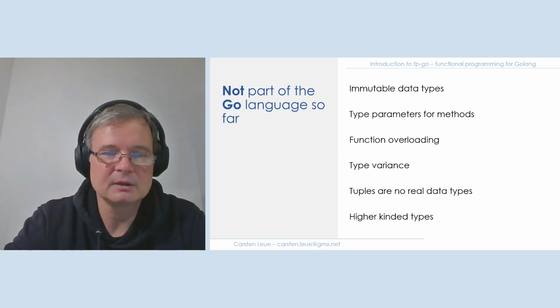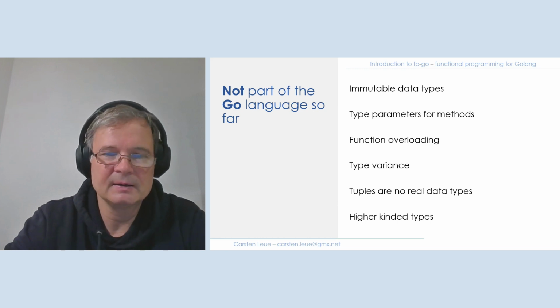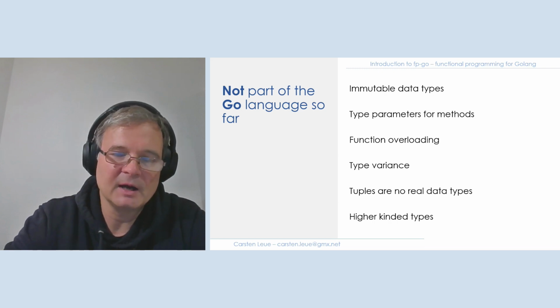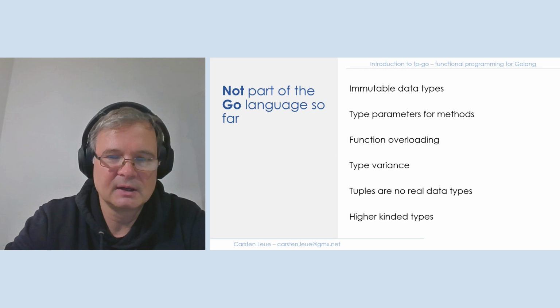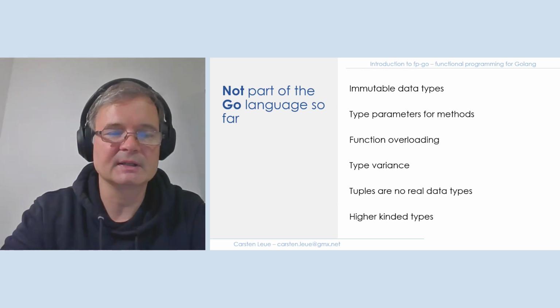Function overloading is also not possible. We'll see the effect of that. With function overloading, I mean having a function with the same name but a varying set of parameters. And if you have a look at the composition functions, pipe and flow, we have to work around this limitation. Another limitation is the lack of type variance.